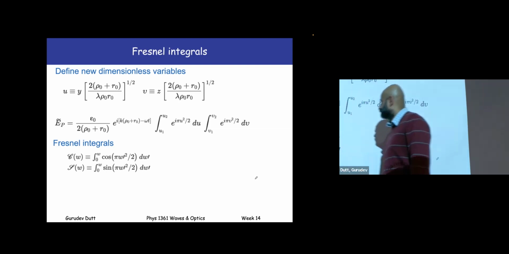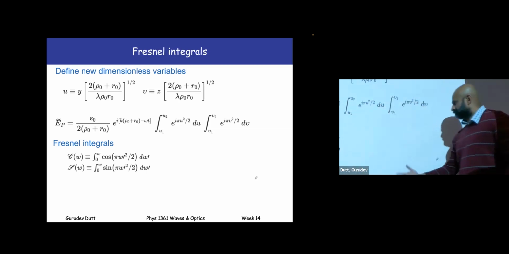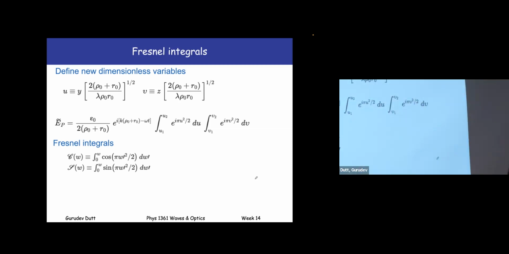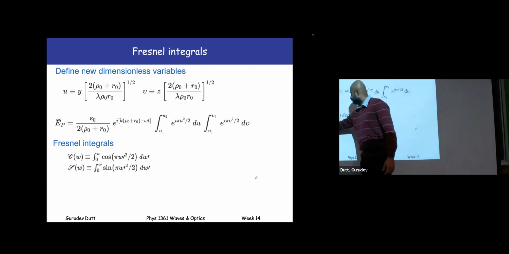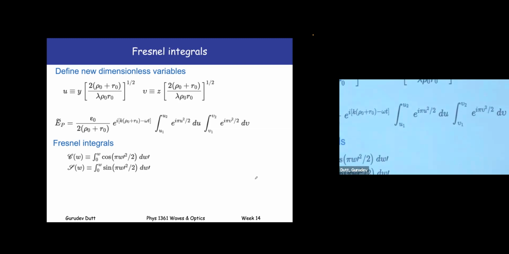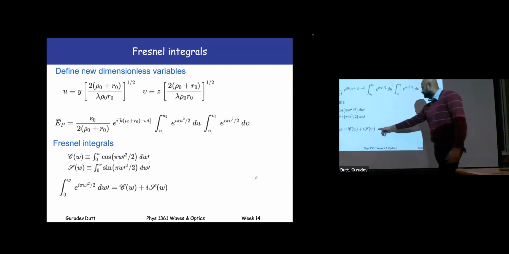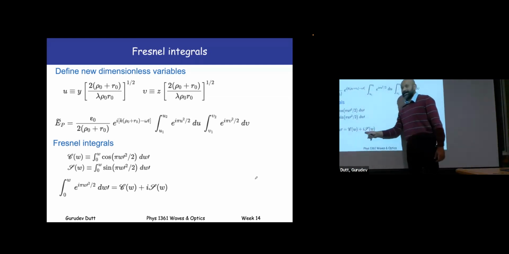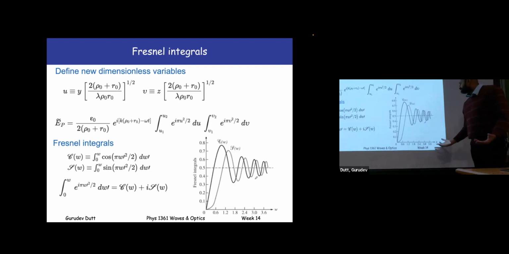And similarly, the sine Fresnel integral is the integral of sine of pi x squared over 2 dx, taken with limits from 0 to w. So you can see w is a parameter with which this integral will be calculated. Therefore, the integral from 0 to w of e to the i, etc., is the cosine integral plus i times the sine integral. These functions have been tabulated previously.